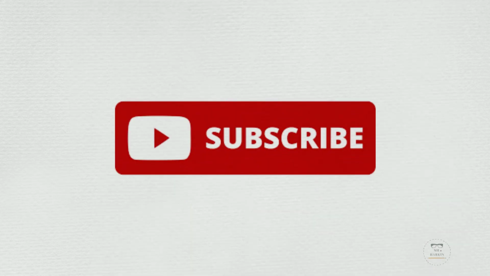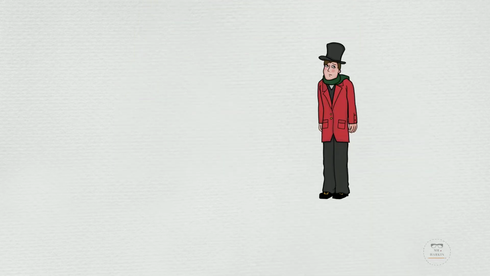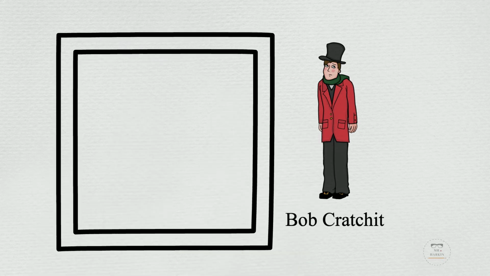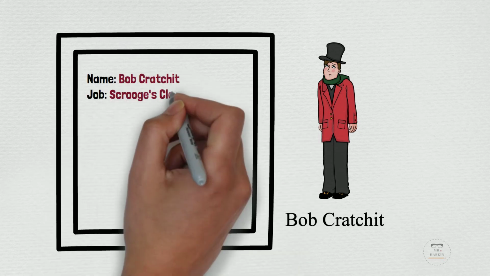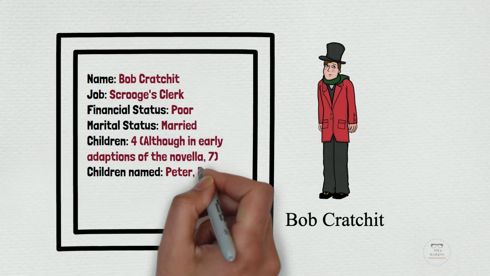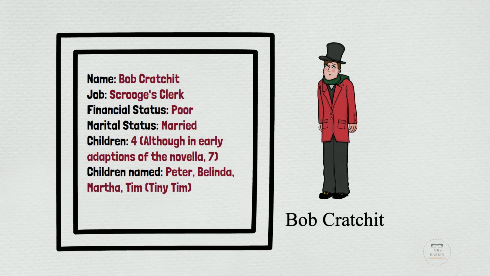So, who is Bob Cratchit? He is Scrooge's lowly clerk in A Christmas Carol, who struggles to get by on a terrible wage Scrooge pays him. Despite being constantly mistreated, Bob must work in order to provide for his family, Mrs. Cratchit and his 4 children, Martha, Belinda, Peter and Tim, otherwise known as Tiny Tim.